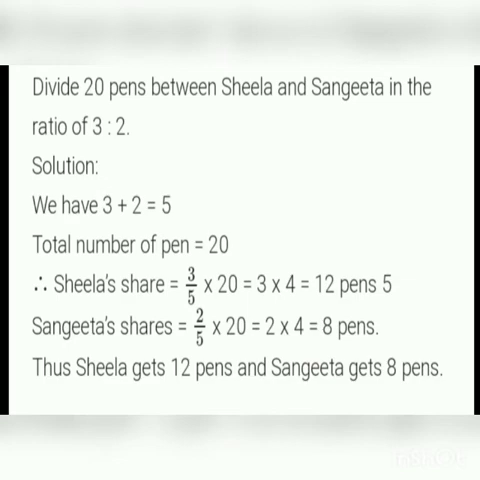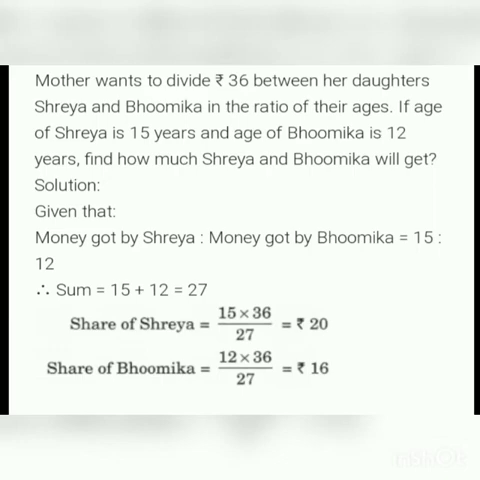Similar one more type of question I will show you. Mother wants to divide rupees 36 between her daughters Shreya and Bhumika in the ratio of their ages. If the age of Shreya is 15 years and the age of Bhumika is 12 years, find how much Shreya and Bhumika will get. That is, mother is having rupees 36 with her and she wants to divide it between her two daughters Shreya and Bhumika. Now, on what basis is she dividing?